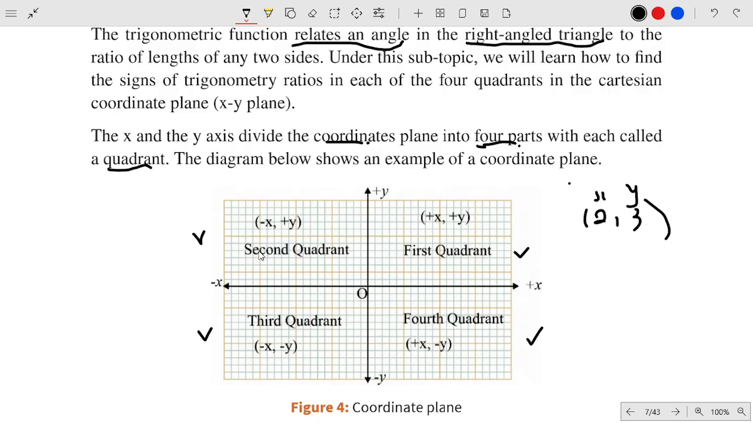Now in the second quadrant, the x coordinate is negative. You look at it from this side, this is the negative side of the x-axis. So the x coordinate is negative, and we have y being positive. Now when we move to the third quadrant, both x and y are negative. When we move to the fourth quadrant, x is positive, and y is negative. All right. So that is that for the Cartesian plane.